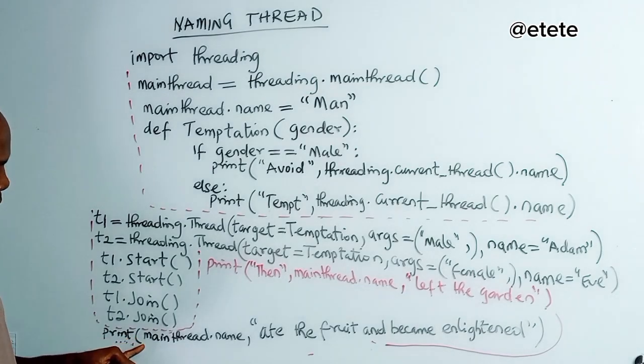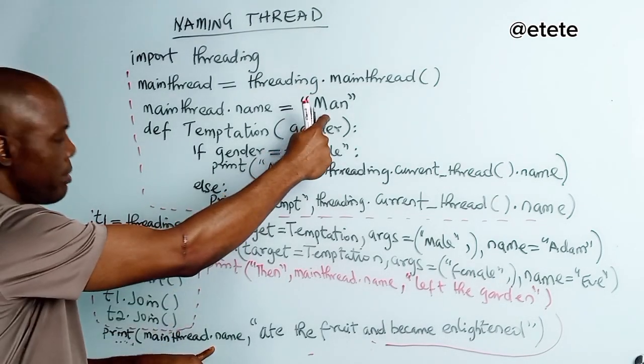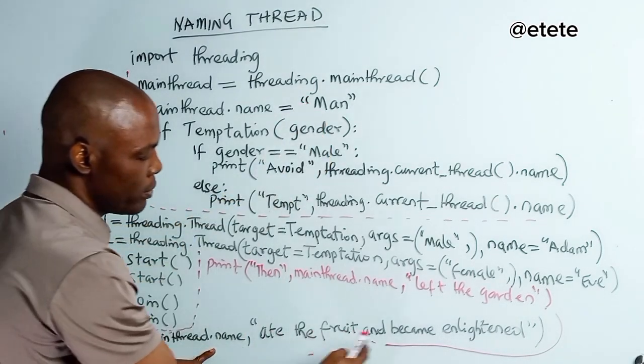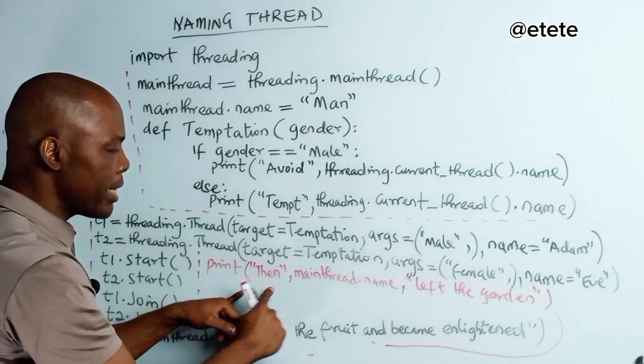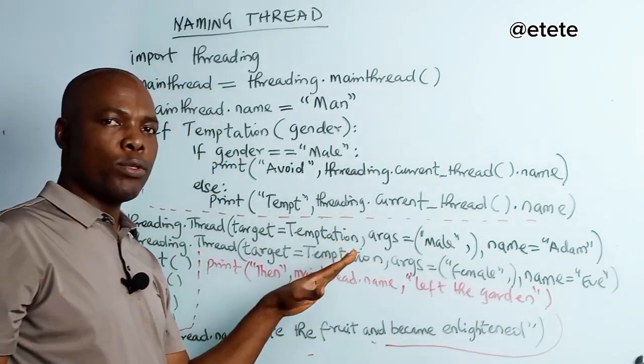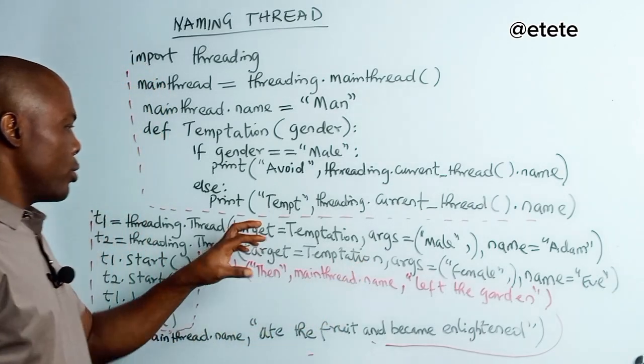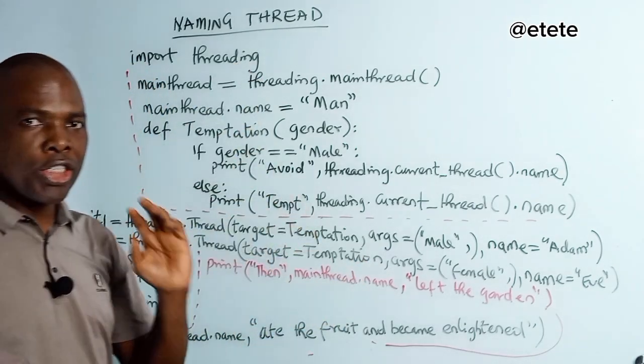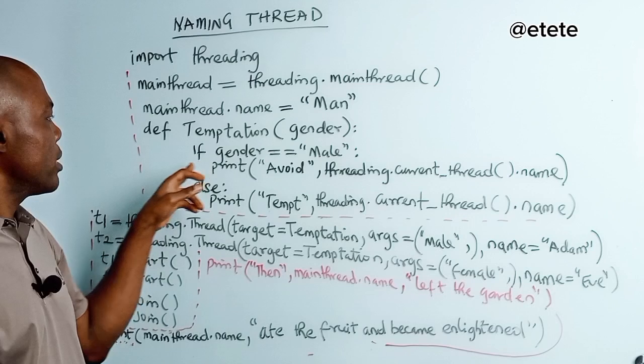So this one will print main thread dot name, which is what? Man. Man ate the fruit and became enlightened. Then man left the garden. That is what I want to show you in this class. So you can see how we have changed the name. So this one is going to print out.